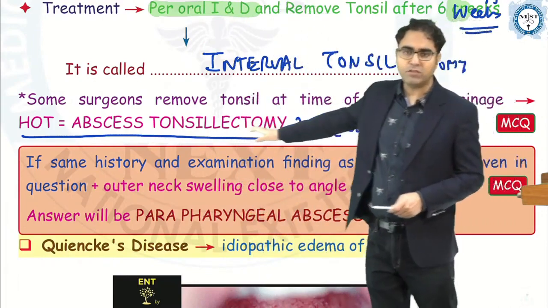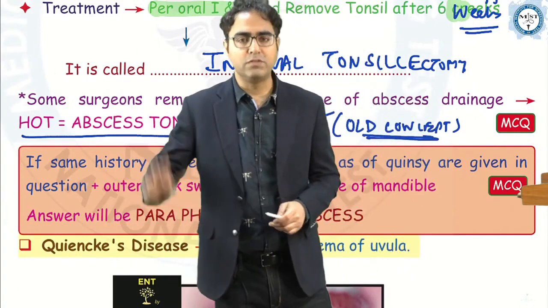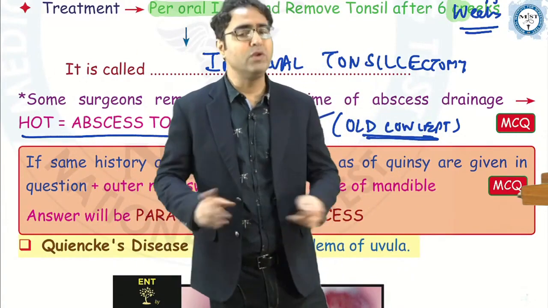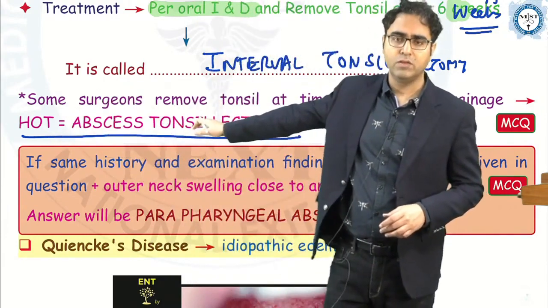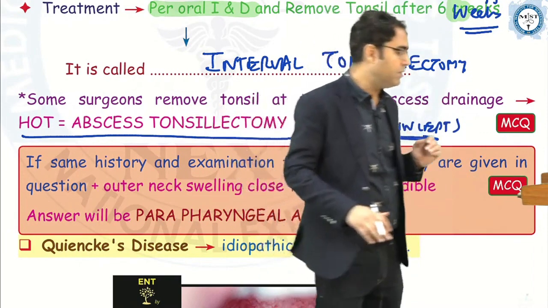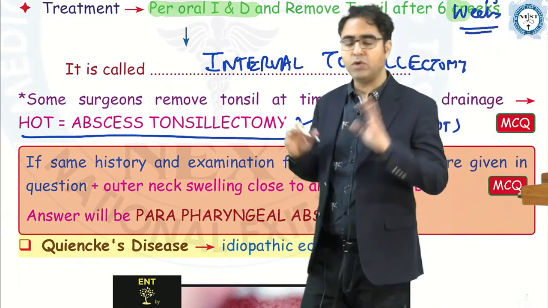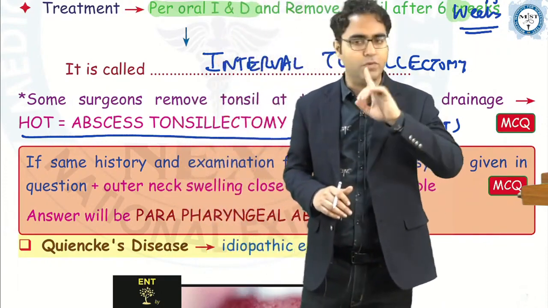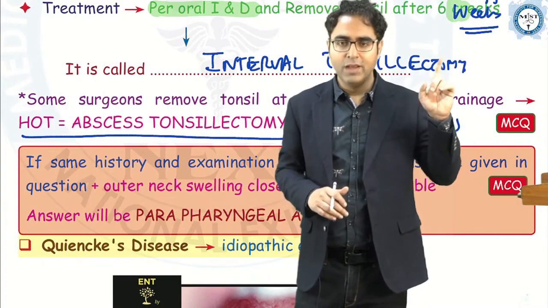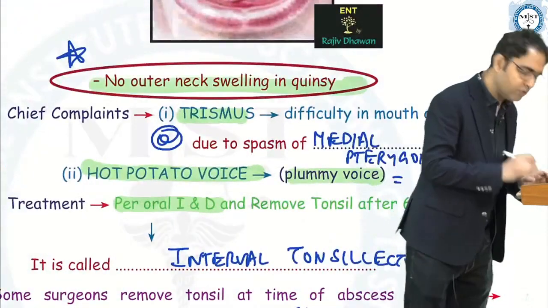Abscess tonsillectomy means along with the abscess drainage, at the same time you remove the tonsil also. This is an old concept. We don't do it anymore because there's a lot of bleeding in this type of tonsillectomy. So in Quinsy, the tonsillectomy is done after 6 weeks and that is called interval tonsillectomy. Now you tell me, in Quinsy, is there any outer neck swelling? No. Did you notice one thing? In Quinsy, there is no outer neck swelling, beta.